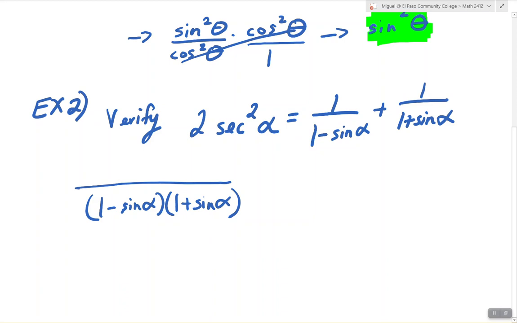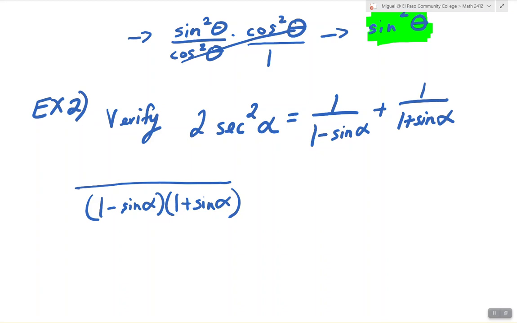So we're working on the right side, trying to make it look like the left side. And then on the top, we're going to cross multiply. That's how we add two fractions. So it'll be the denominator from the second fraction times the numerator of the first fraction, and then the denominator of the first fraction times the numerator of the second fraction on top.